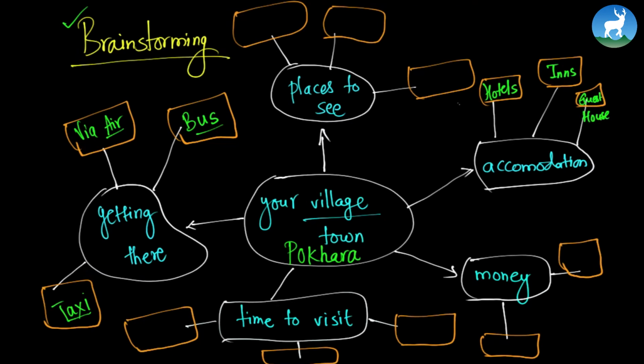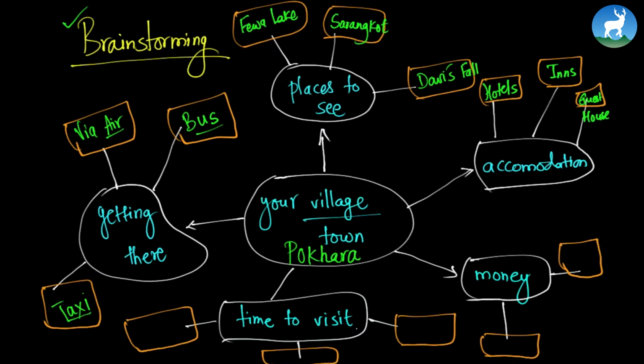After that, let's talk about the different kinds of places you can visit. There are many different places where you can go. One of them is Fewa Lake or Fewa Tal. Another is Begnas Tal. Another is Sarangkot. You can go to Sarangkot, do paragliding, and watch the sunrise and sunset. Santi Stupa, Bat Cave, Mahendra Cave, Devi's Fall. You can go to Devi's Fall. There are many places, not only three, where you can go and enjoy the scenic beauty that Pokhara has.